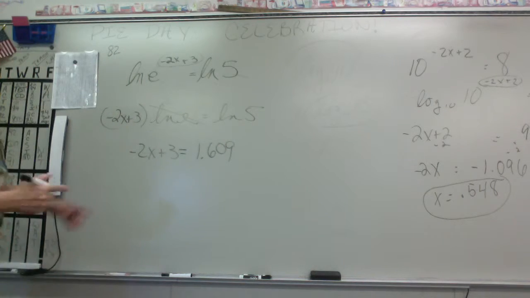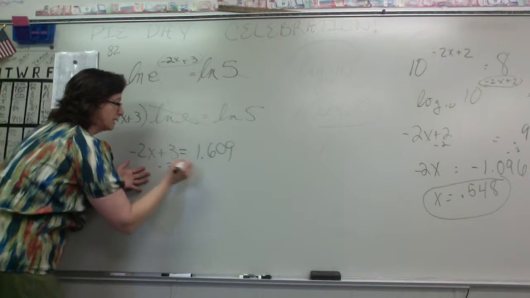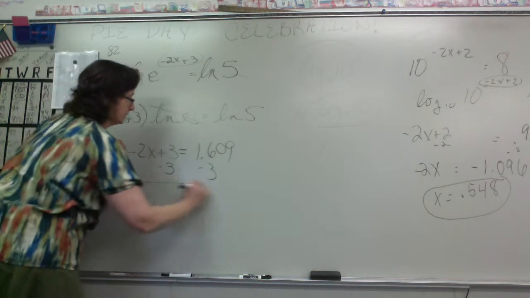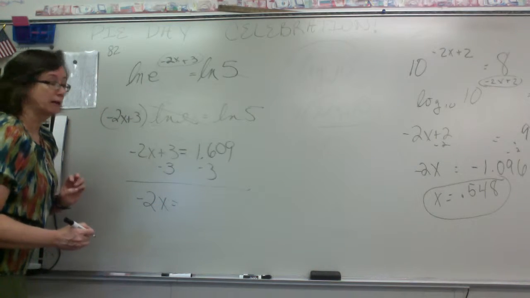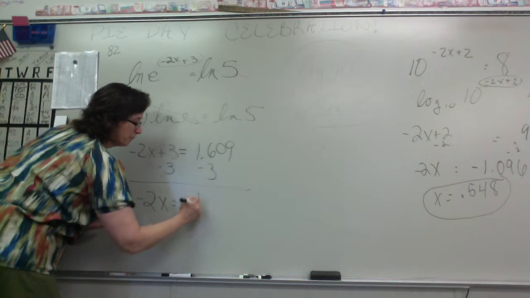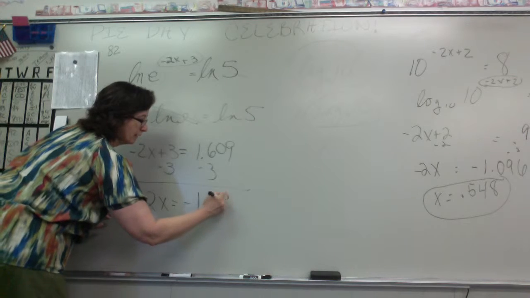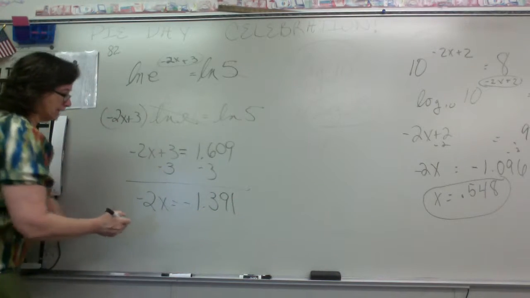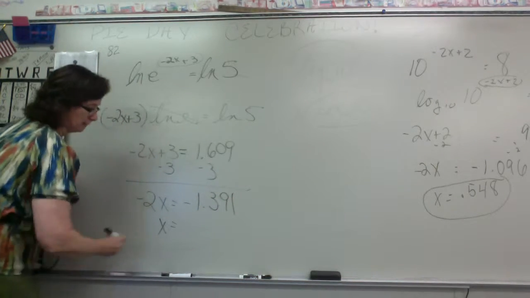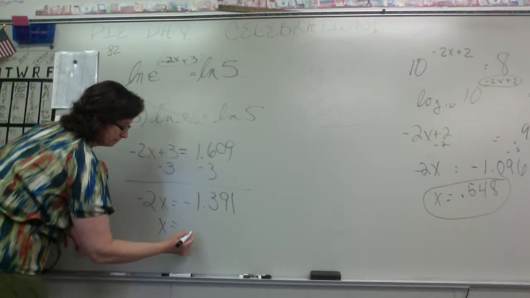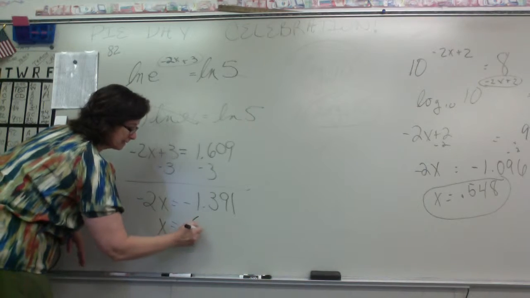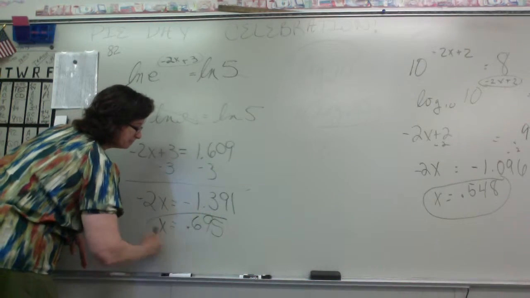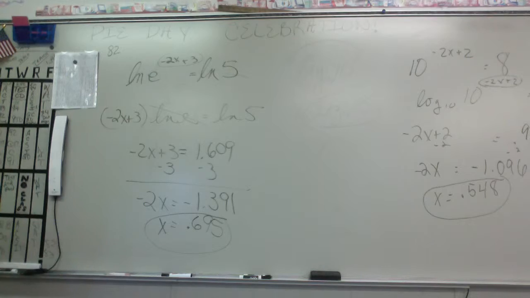Okay, so now keep it on the calculator because now we have to subtract 3 from both sides. So what's 1.609 minus 3? Negative 1.391. Now divide both sides by negative 2. 0.695. Okay, and x is going to be equal to 0.695.